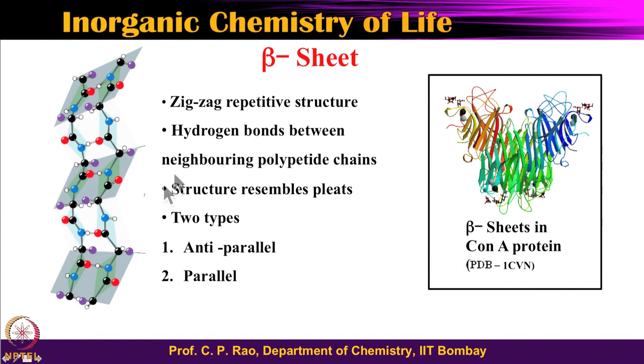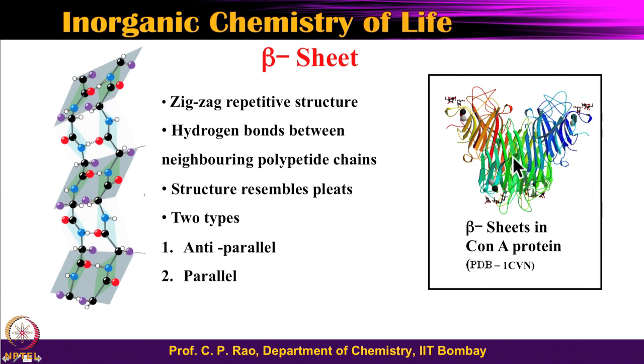You can see in a little better way here this zigzag repetitive structure, and the hydrogen bonds between the neighboring polypeptide chains. This is referred to as a structure which resembles pleats, a pleat kind of structure. So, there are two types, anti-parallel and parallel. There is one example shown over there.